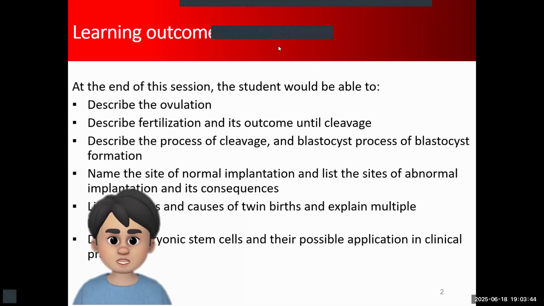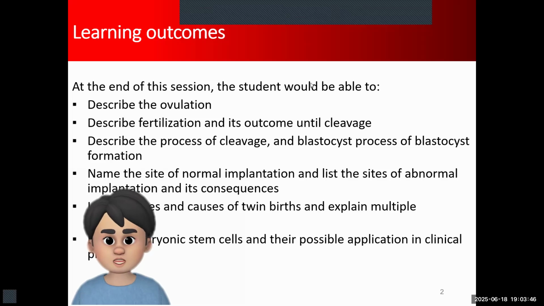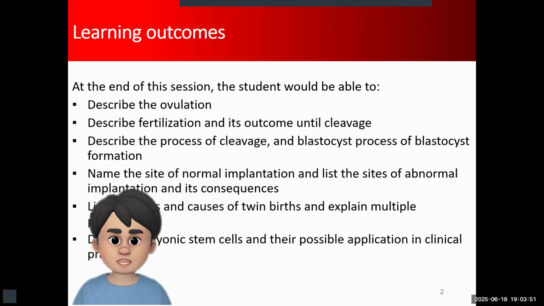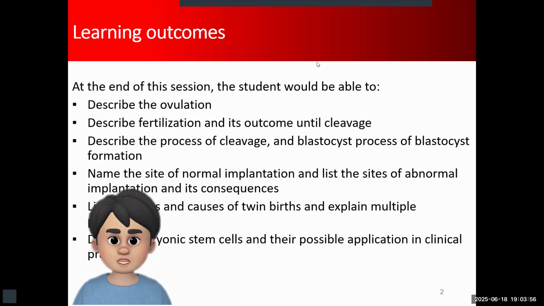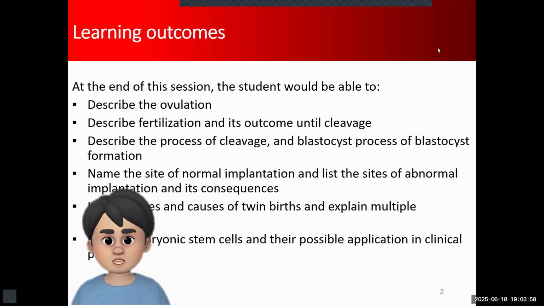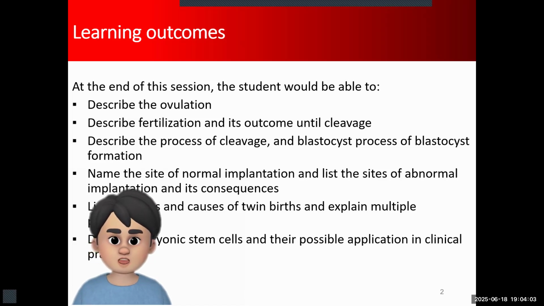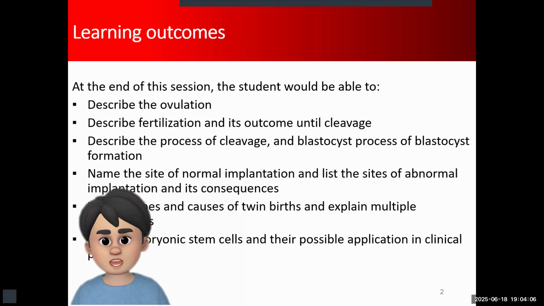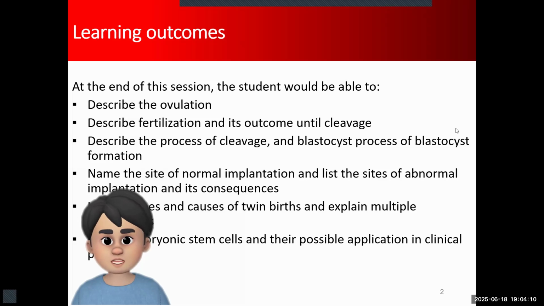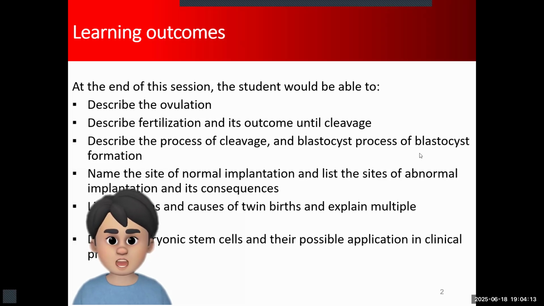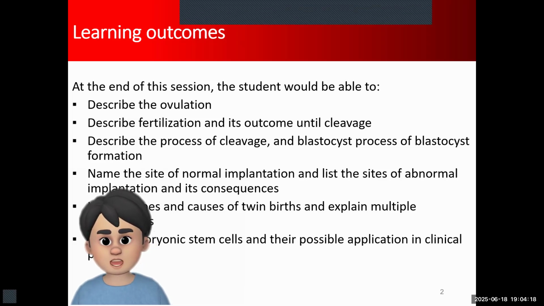Right. Okay, today we are going to talk about ovulation. Ovulation is not only common to humans, it is also noticed in other animals, like dogs, who deliver babies. So this is a very normal process. In this section we are discussing ovulation, fertilization, and the outcome until cleavage.